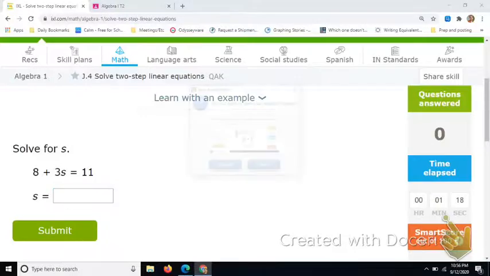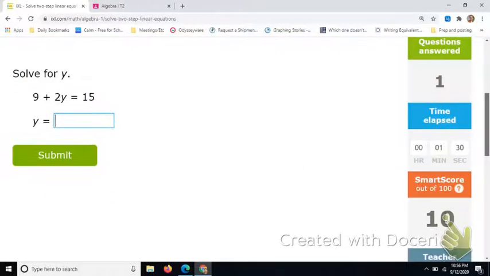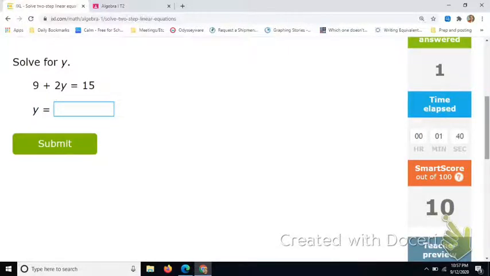So this one is written very much the same way. We would subtract 9 on both sides. 15 minus 9 is 6. Divide by 2 is 3.